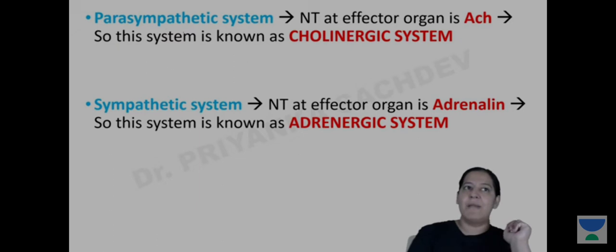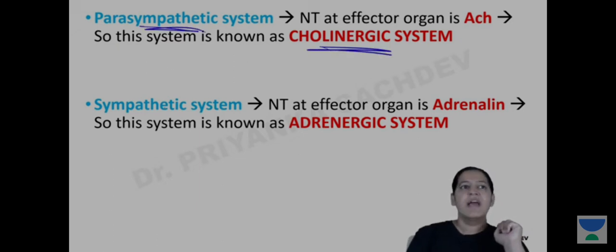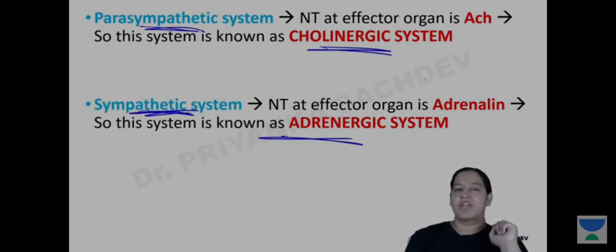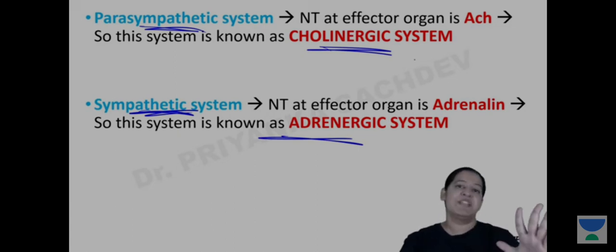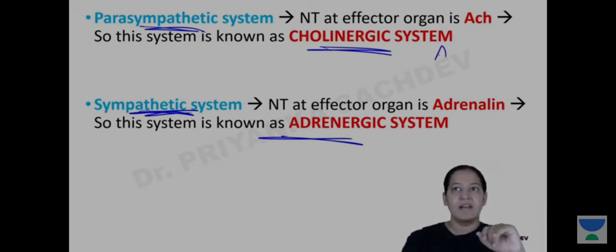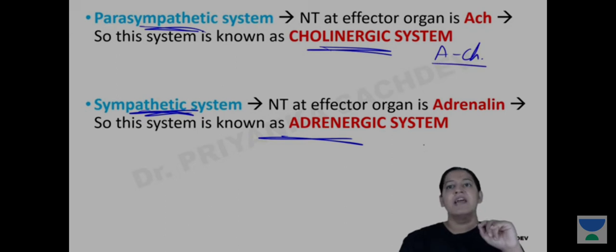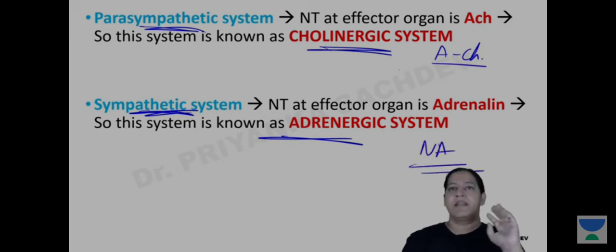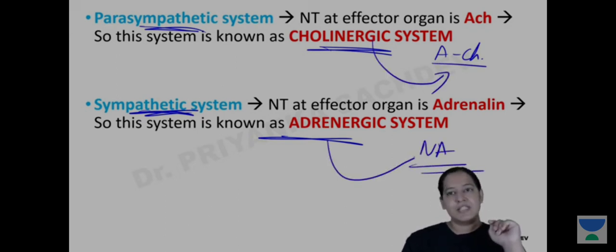That is the reason why parasympathetic system is known as cholinergic and why sympathetic system is known as adrenergic, because the neurotransmitter at the effector organ is acetylcholine in parasympathetic, and noradrenaline in sympathetic. That's why cholinergic system, and that's why adrenergic system.